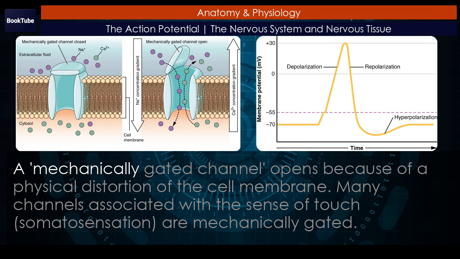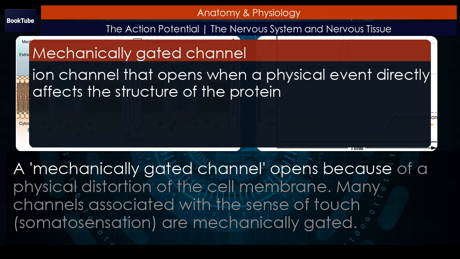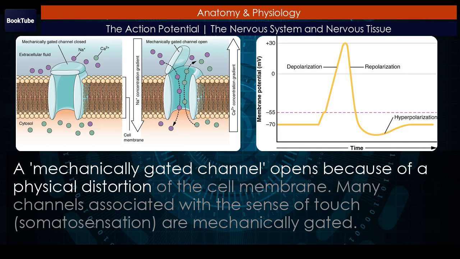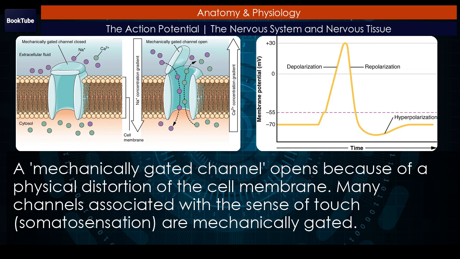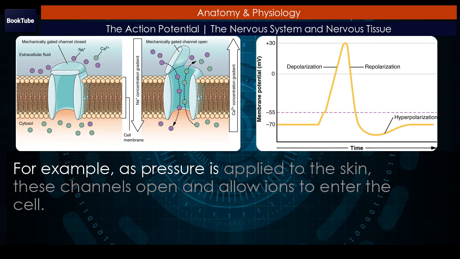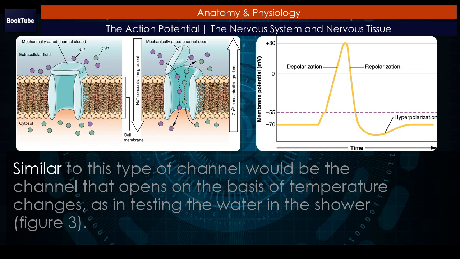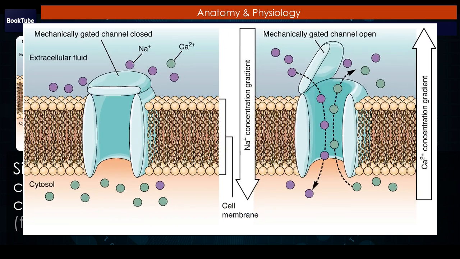A mechanically gated channel opens because of a physical distortion of the cell membrane. Many channels associated with the sense of touch, somatosensation, are mechanically gated. For example, as pressure is applied to the skin, these channels open and allow ions to enter the cell. Similar to this type of channel would be the channel that opens on the basis of temperature changes, as in testing the water in the shower.